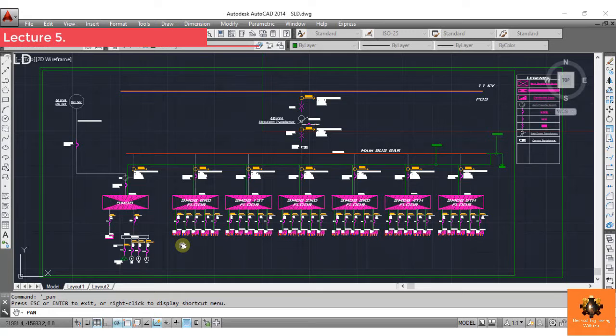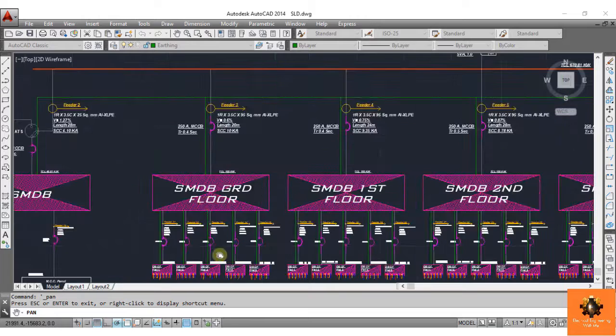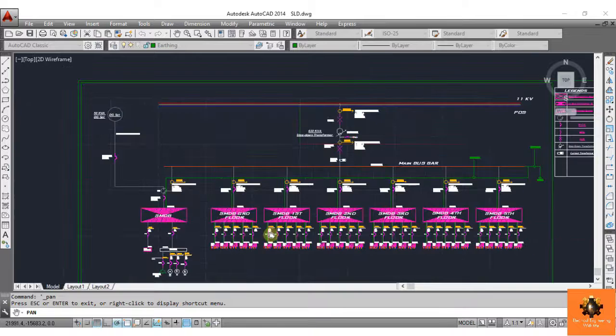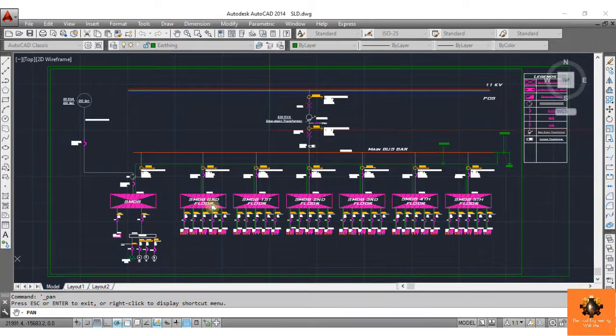Hi dear learners, in the last lecture we have discussed this part. Now coming to floor SMDBs. So the SLD of this building that we are discussing over here has ground plus 5 floors, and at each floor we have 5 flats, 1, 2, 3, 4 and 5. And one more thing is that all these floors are considered exactly the same with respect to each other. Therefore, I have only drawn for this ground floor and copy and pasted for others. Copied here and pasted here. Paste here, here, here and here.